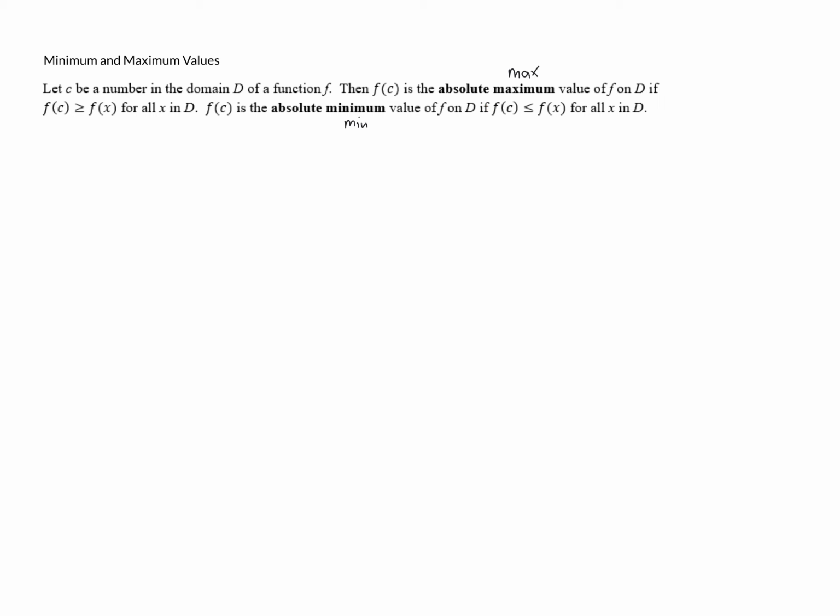There is another name that we can use here. Instead of absolute maximum, we can also call this a global maximum or a global max. The same is true with a minimum. We can call it a global minimum. These are the same things. An absolute maximum is the same as a global maximum. Absolute minimum is the same as a global minimum. And in general, these all fall under the umbrella category of what we call extreme values.